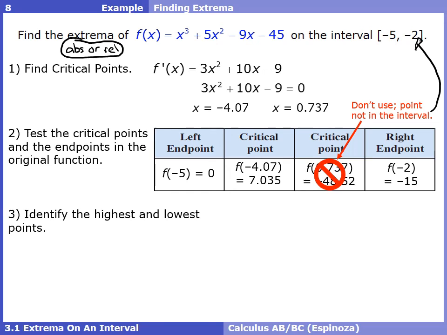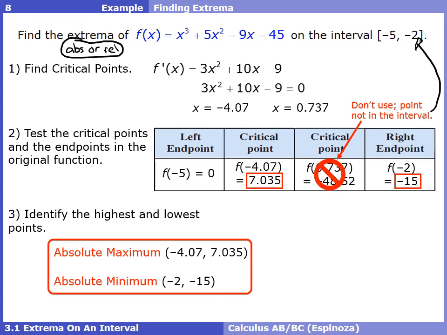So now we can figure out what the highest point is and what the lowest point is. Our absolute maximum is at 7.035. And our absolute minimum is at negative 15. So there you can see it. Absolute max at the point (-4.07, 7.035), and our absolute minimum is at (-2, -15).